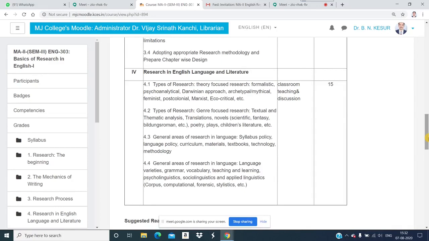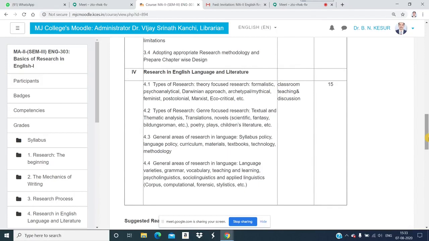First we talked about English literature and then we are talking about English language. Then you can see other areas of research in language, for example, language varieties. This is a special area of language. In the last year you people have studied linguistics, so that can also be considered an area of research in English language. For example, language varieties: you have studied dialects, standard variety, so you can do the study on that particular area.